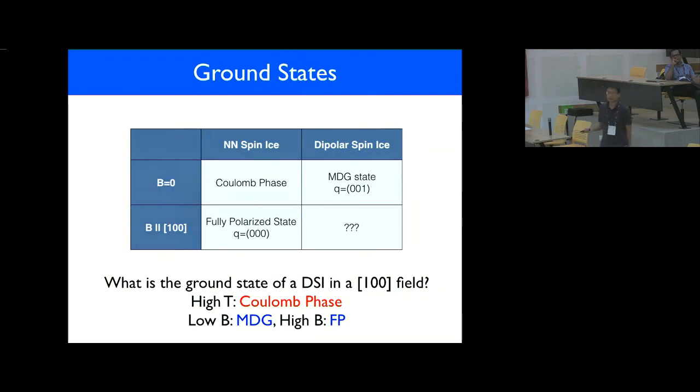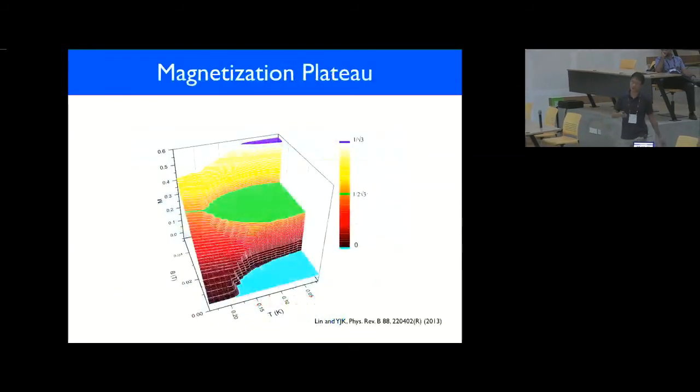Well, it turns out there is. So this is just a direct simulation of the dipolar spin ice in the presence of a 100 field. This is a fully polarized state, and this is this MDG state. This is non-magnetic. We find that there's a magnetization plateau with one-half magnetization in the middle.